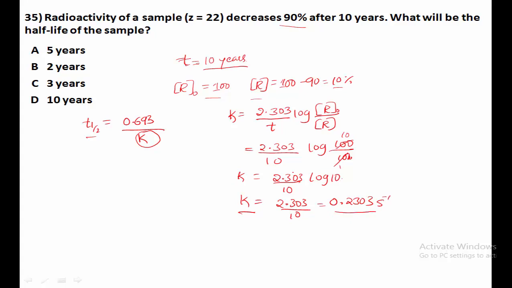0.2303 per second. Now substitute the value of K in half-life, because they asked you to find the half-life of the sample. Hence T half is equal to 0.693 divided by K, which is 0.2303. How much will you get? It will be nearly equal to 3. So the half-life of this particular reaction will be 3 years. Okay, so option C is the right one, 3 years.